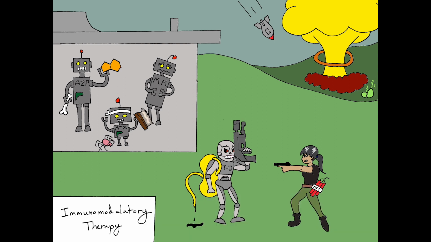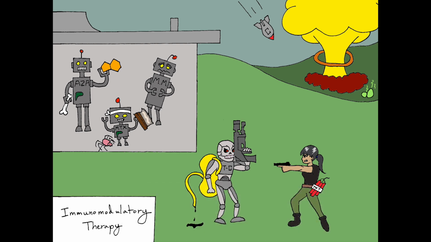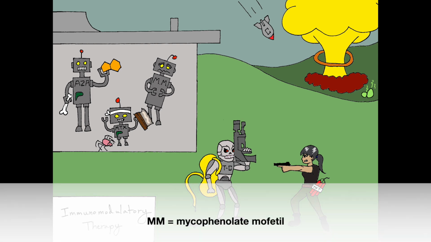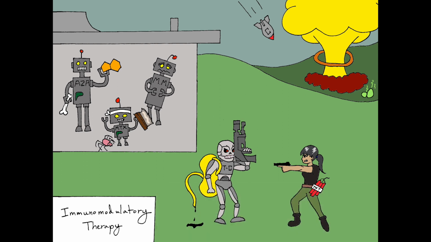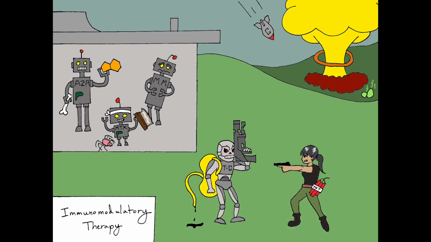And finally, mycophenolate mofetil is there on the right. It is an inosine monophosphate dehydrogenase inhibitor. For the life of me, I couldn't figure out a sketchy symbol for that, but I have the letters MM on its chest to remind you of its name, and I also have it clutching its stomach and looking a little queasy because it has a known side effect of GI upset. Okay, we're done with the antimetabolite metal factory.